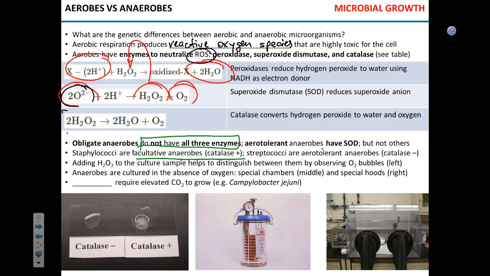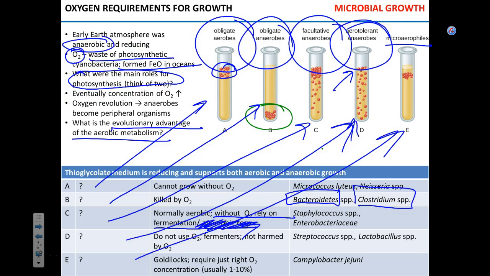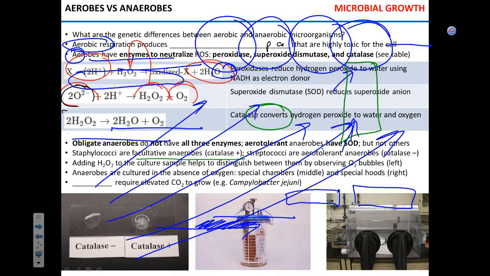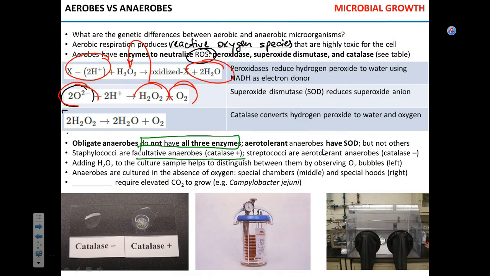Aerotolerant anaerobes, remember? They can grow in the presence of oxygen. They don't use it. The reason for that is they have superoxide dismutase, which allows them to survive in the atmosphere, but they do not have enzymes to handle hydrogen peroxide that is formed in aerobic respiration. So they can choose it. Does that make sense?